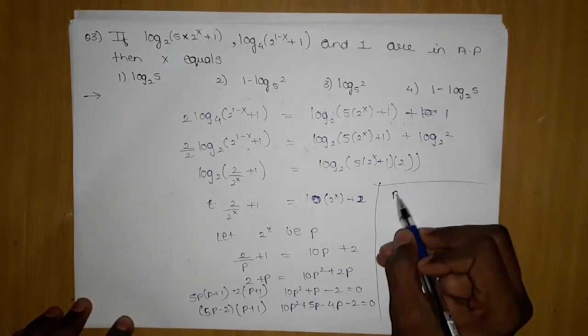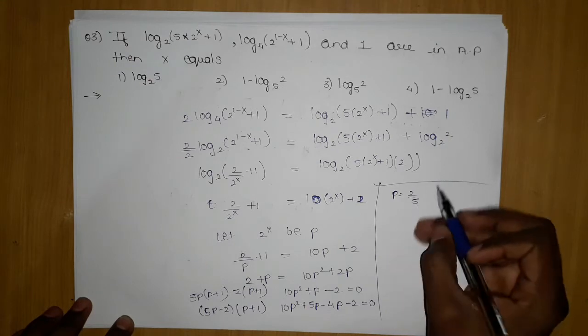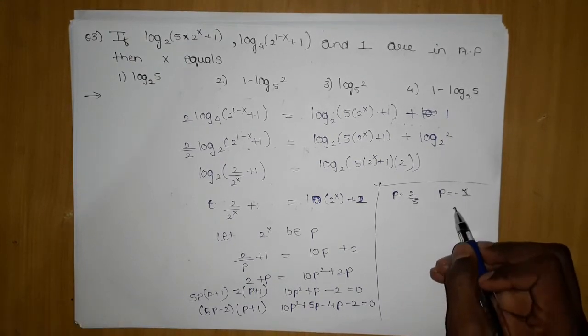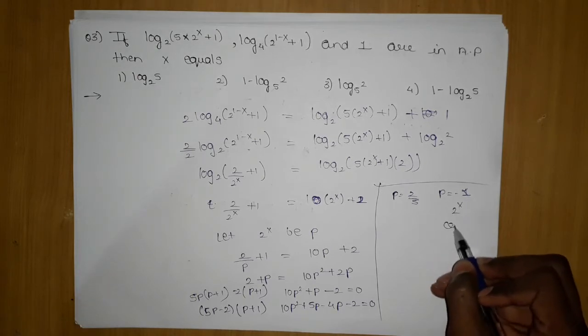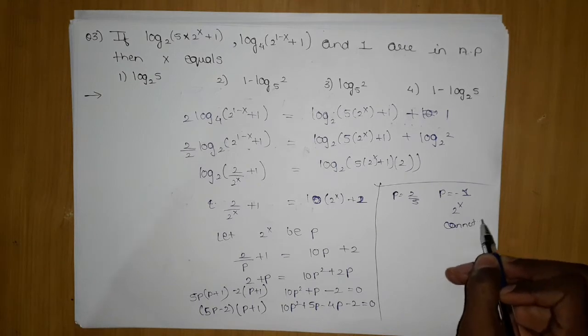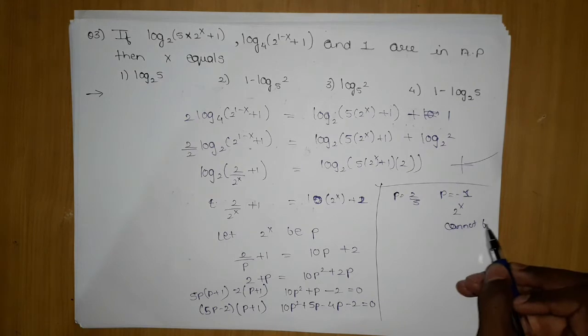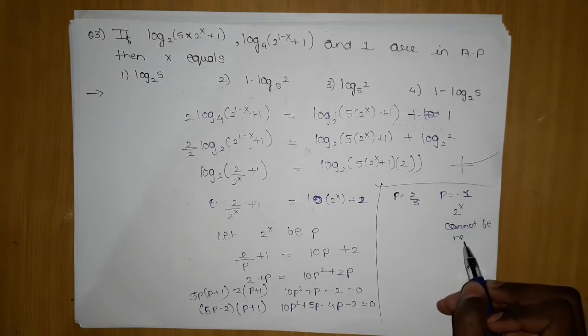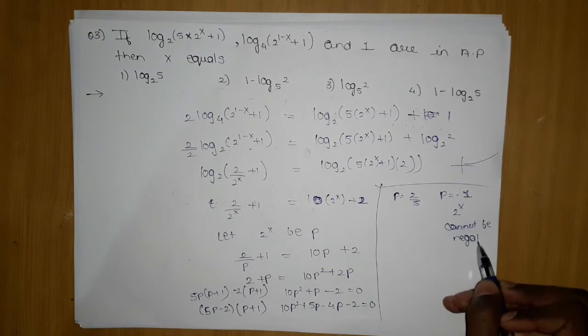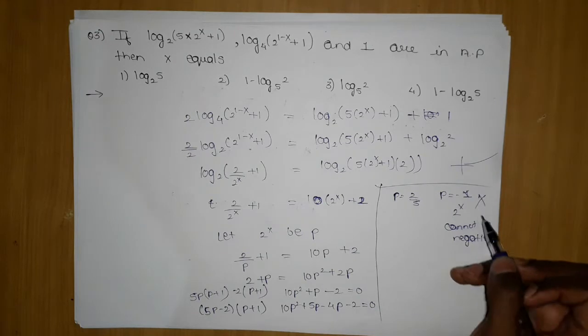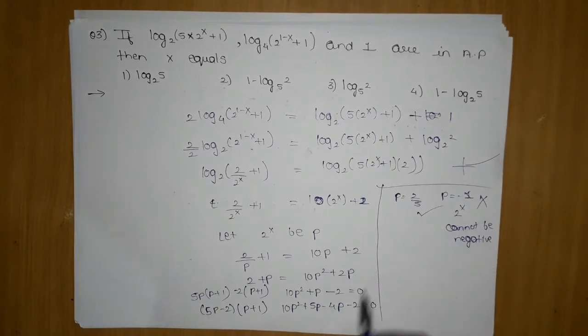Now p can be 2 to the power 5, or p can be -1, and we know that 2 power x cannot be negative. If you see the graph, it is like this, so it cannot be negative. So this value is rejected and we will move on with this value.